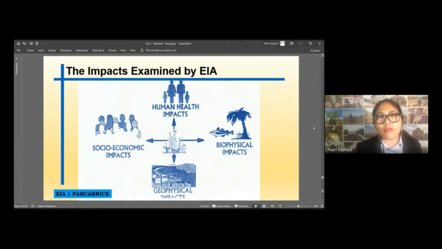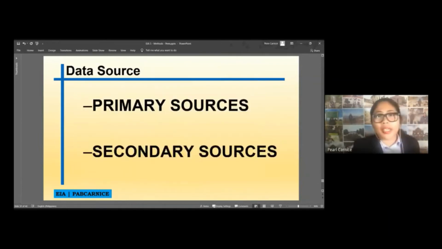There are only a few EIA studies that would have an adverse impact on the political environment. Also, there are studies that have an impact on the cultural environment, but they actually put the cultural under the socio-economic impacts. They embed the cultural environment in the socio-economic impacts. So basically, these are the 4 components that are being impacted by a certain project. So of course, again, the data source could be primary sources and secondary sources.